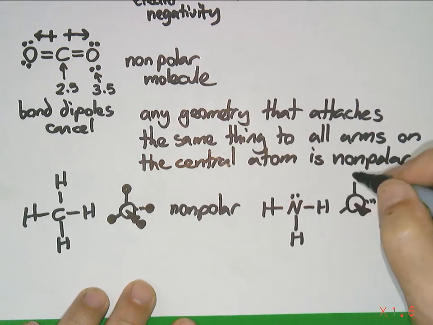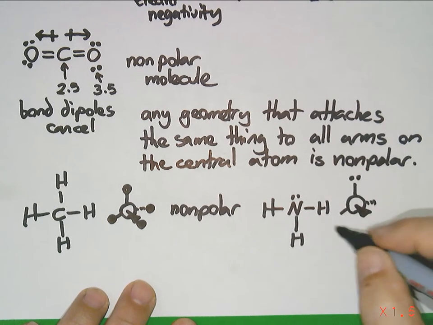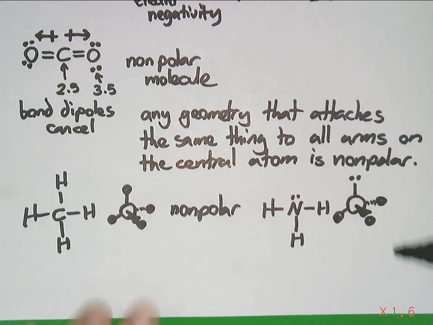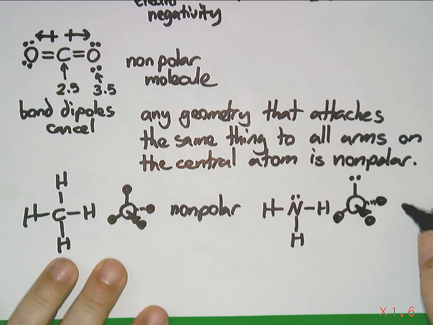And it's got a lone pair up here on top, and it's got a hydrogen here, a hydrogen here, and a hydrogen here. So it has something different attached to the central atom, something different from the other 3. So it will be polar.